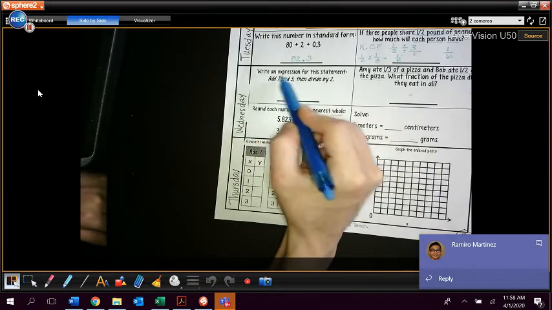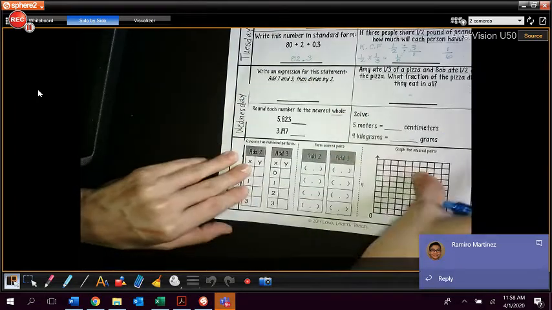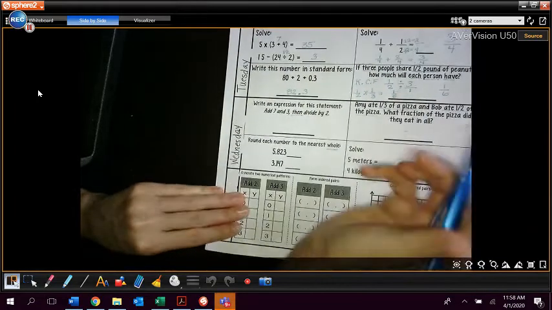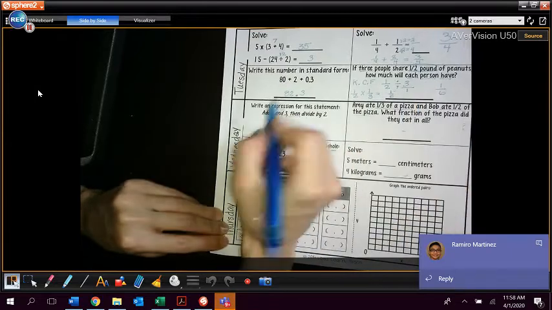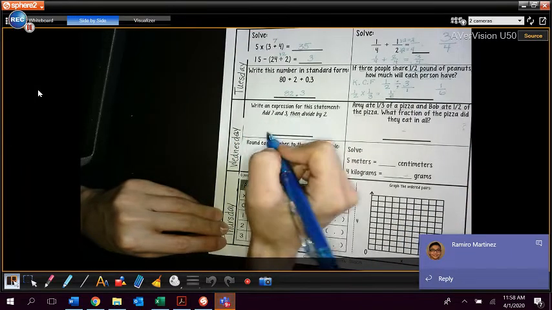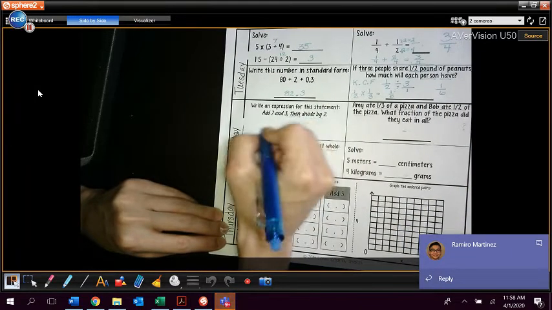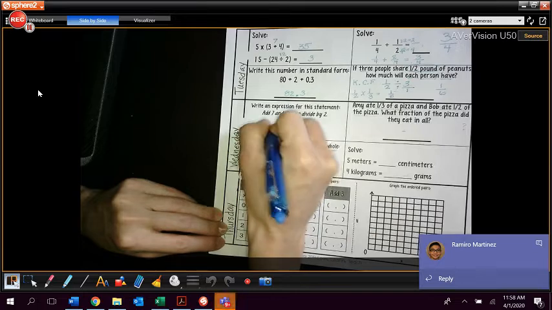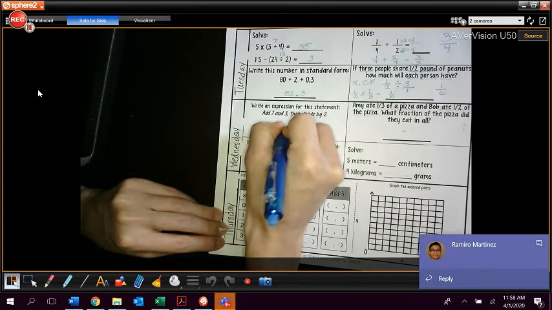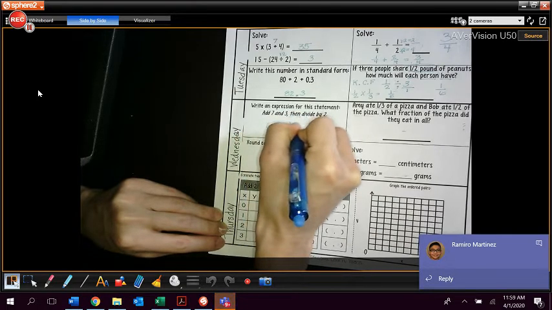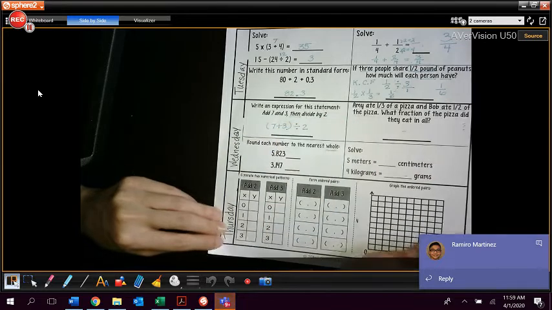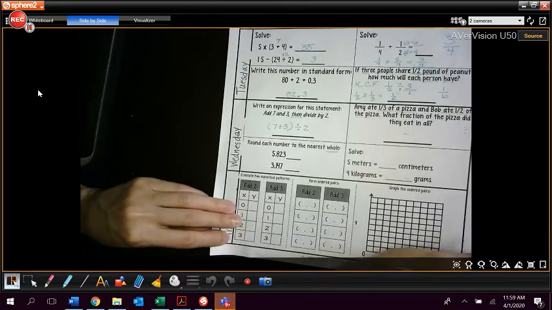Write an expression for this statement. It's saying add 7 and 3, then divide by 2. And this is going to be a connection to the problem for 2. You always solve what is in parentheses first, and you want to add 7 and 3 first and then divide, so we would do parentheses, 7 plus 3, and then we would divide by 2. So it goes like that.